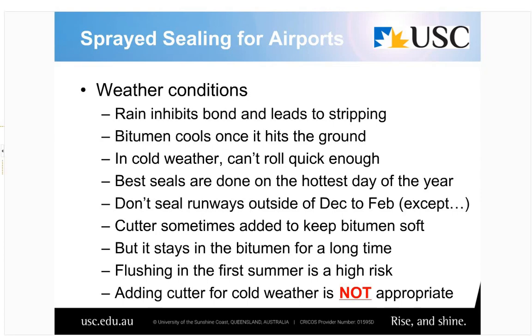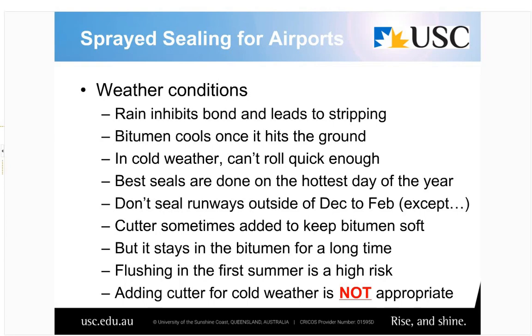The alternate, I'll call it the alternate for now and then explain why it's not really a good alternate, to spray sealing in the hottest of weather is to add cutter. So essentially to add a bit of kerosene or something like that to soften the bitumen in cold temperatures so that you increase the time that you've got to roll all the stones in.